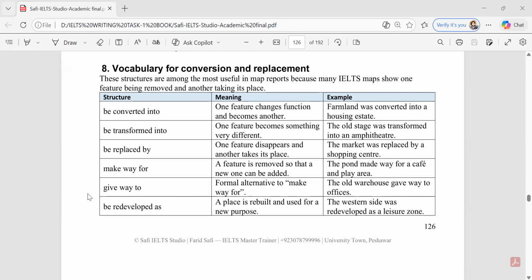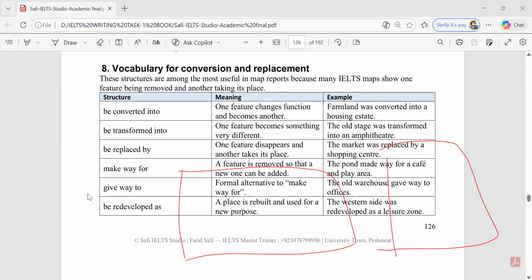Okay, so here we have another one, conversion. What is the meaning of conversion? I have got two maps. Earlier I had here on this side, for example, a hospital. It's a hospital. But now here the hospital area has been converted into park.